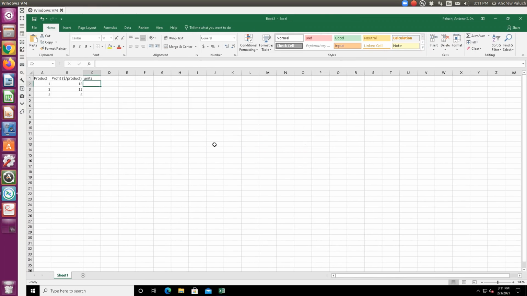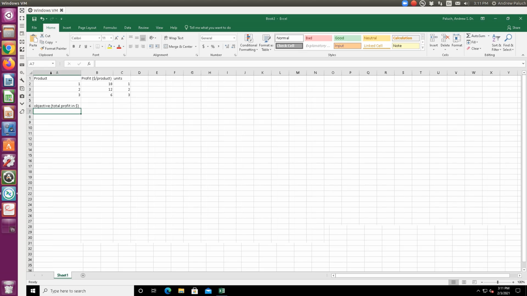So then in terms of number of units, I need to start with an initial guess for my solution. So I'm just going to type 1, 2, and 3 in there for now. We'll come back to this because I'm pretty sure we have a constraint that we need to have at least 2 units of product 2. But next I'm going to define my objective, which is my total profit in dollars. Okay, this is the quantity that I want to maximize.